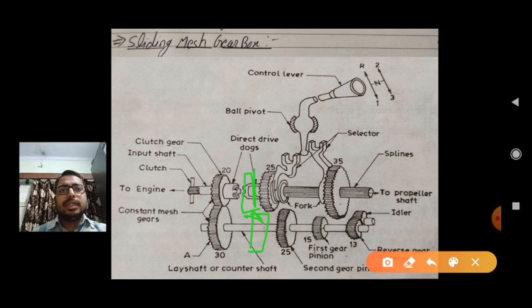So I think this is sufficient about the sliding mesh gearbox. In my next class, I will explain the constant mesh gearbox, its disadvantages, what double declutching is, and what the synchro mesh gearbox is. All these topics I will explain in my next class.